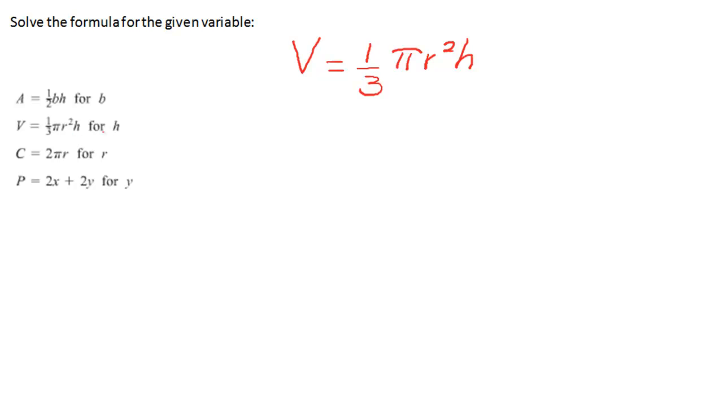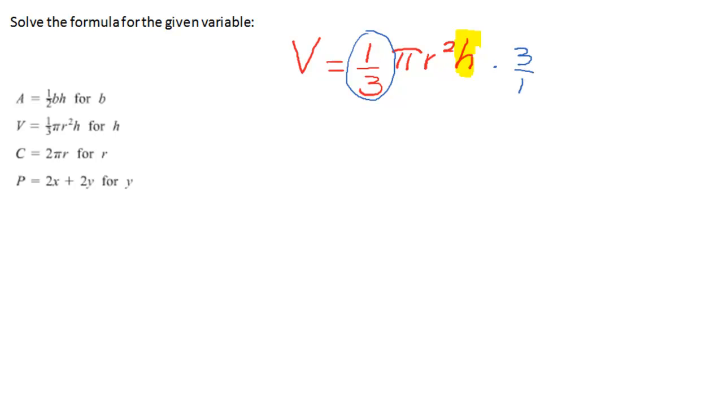Okay, now we've got the volume of a cone. Actually, this is a cone, volume of a cone. And we're going to solve for height, for h. So again, we're isolating h. We have 1/3 pi times r squared on the same side as h, and that needs to move over to the other side. And so let's get rid of that fraction first, just like we did in the previous problem.